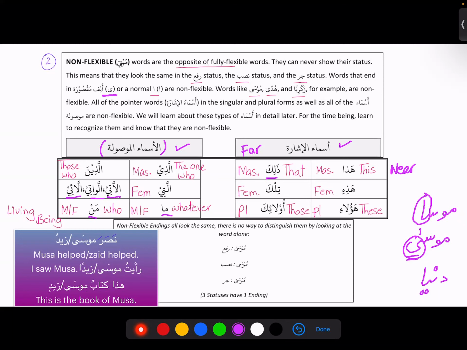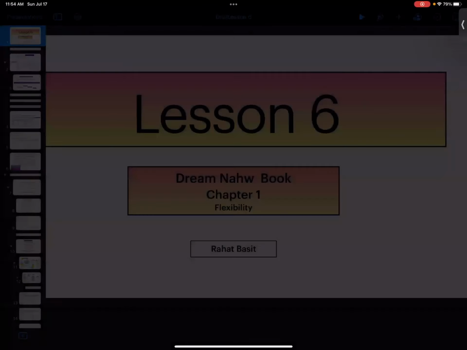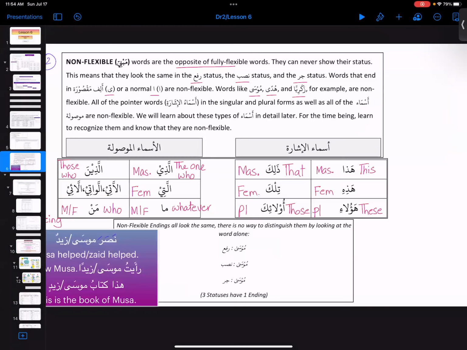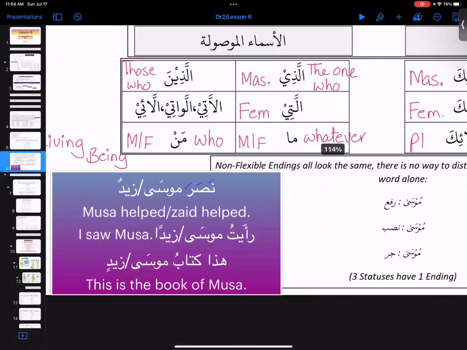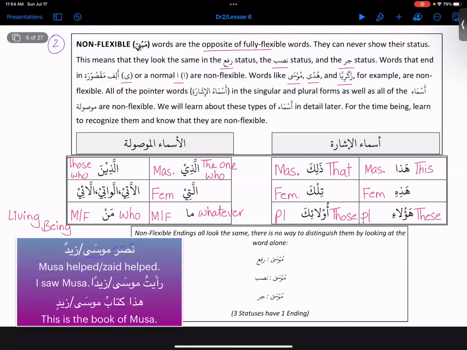And then the other words, as I said already, we can see Musa. Musa is a non-flexible word, right? And look at the example over here. If I say Nasara, Nasara means he helped, right? And Nasara Musa, over here Musa is the doer. So Musa helped. Now Musa is not showing us Rafa version. But if instead of Musa I want to say Zaid helped, I would say Zaidun. So Zaid is showing me that this is Rafa version, but Musa is not showing me, right? So this is what is going to happen. But inshallah, as we grow in our grammar, we are going to recognize that this is Rafa version.